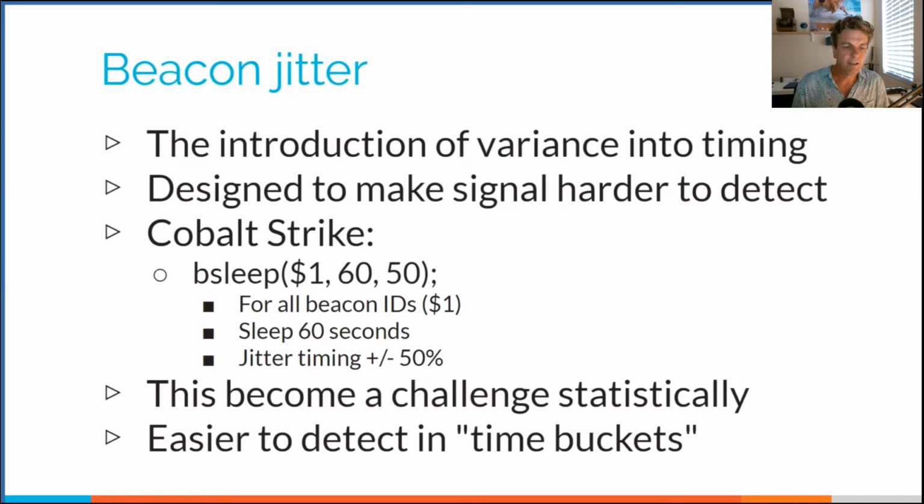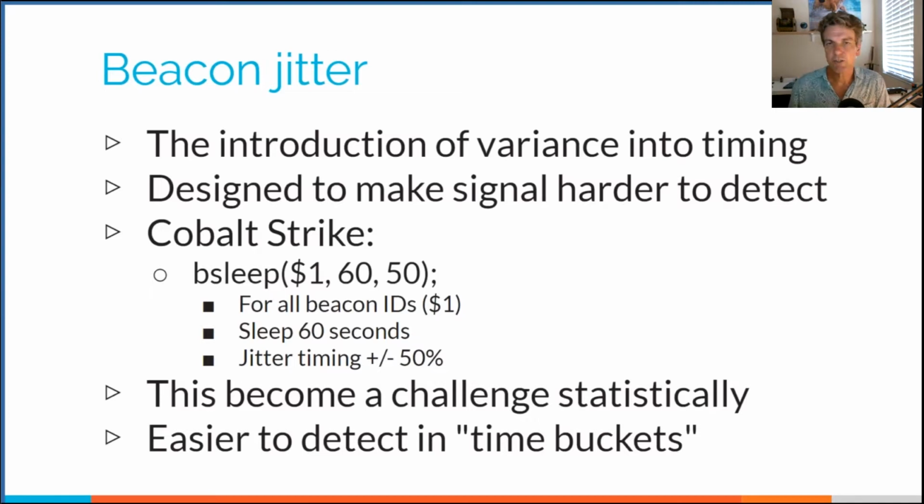Now, what about jitter? First, what is jitter? And second, why do I need to worry about this? And how do I deal with this if an attacker does this? So we set a beacon as a persistent call home timing. So it might be once per second, once per minute.